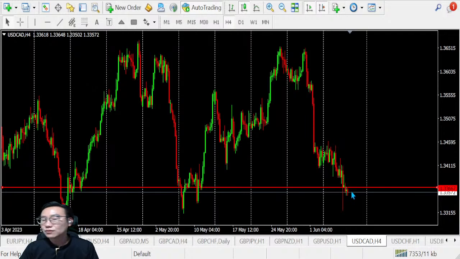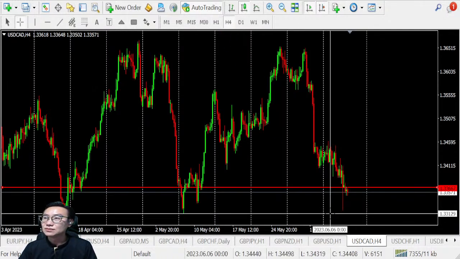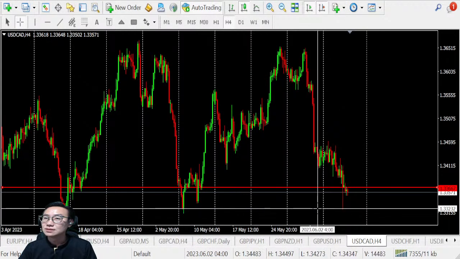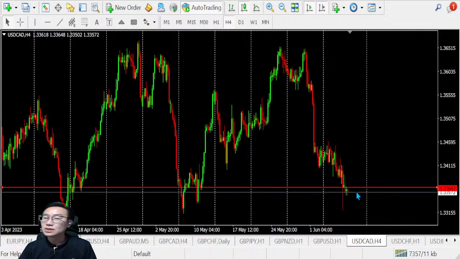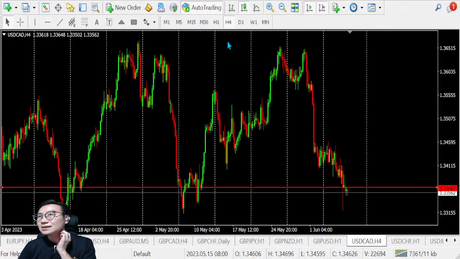So can we still focus on the dollar CAD? I would say that it may have a potential of about 36 pips. So for dollar CAD, I'm going to put that into my watch list.